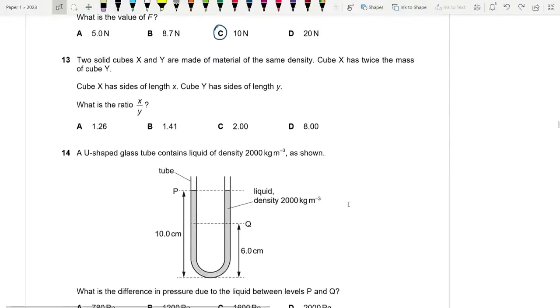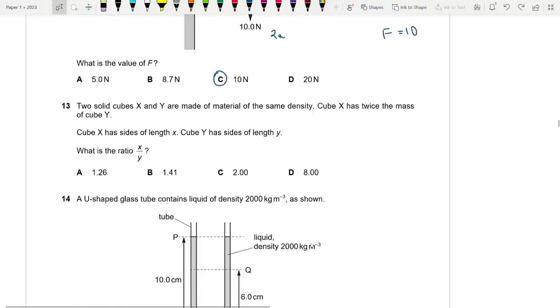13. Two solid cubes X and Y are made of material of the same density. Cube X has twice the mass of cube Y. Cube X has side of length x. Y has side of length y. What is the ratio of x by y? Okay, so they are made of the same material, so same density. X has twice the mass. So we know that density equals mass by volume. So both of the densities are the same.